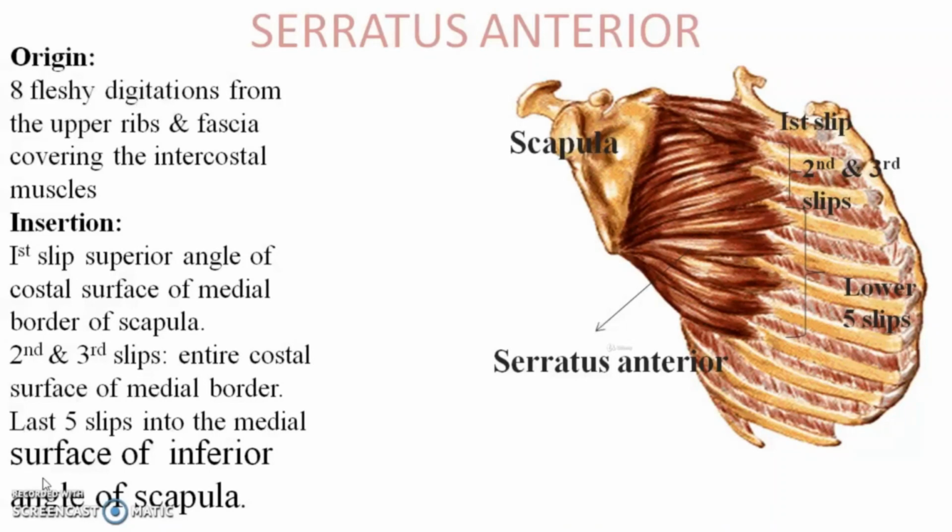That's all about the origin and insertion you have to remember. The serratus anterior is very simple. It has 8 fleshy digitations taking origin from the first 8 ribs along with the fascia covering the intercostal space. And the insertion happens in 3 ways. One is to the superior angle, the other two, the second and third digitations, go to the medial border, and the remaining are inserted into the inferior angle of the scapula.